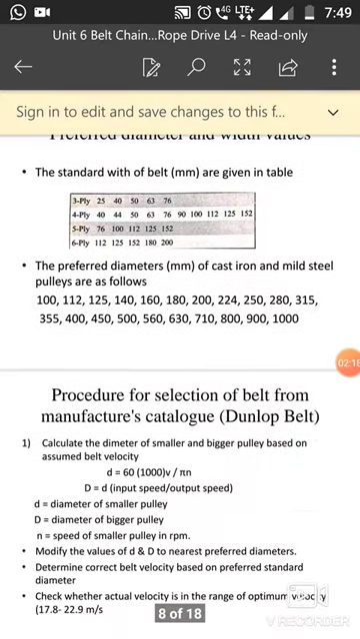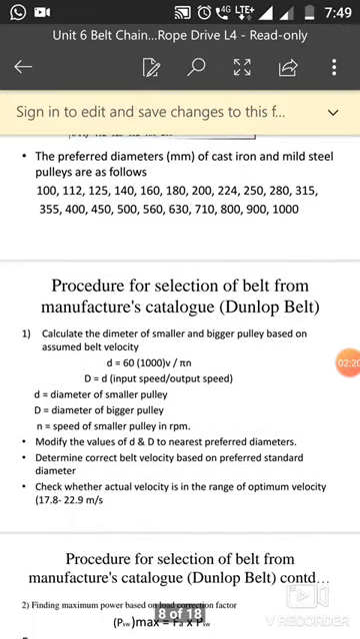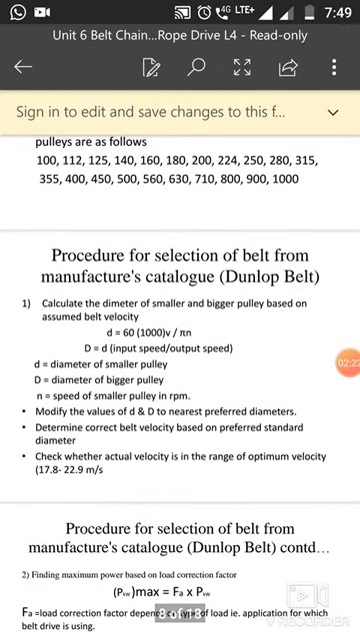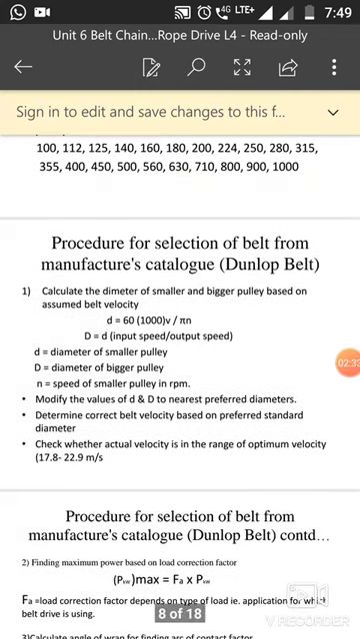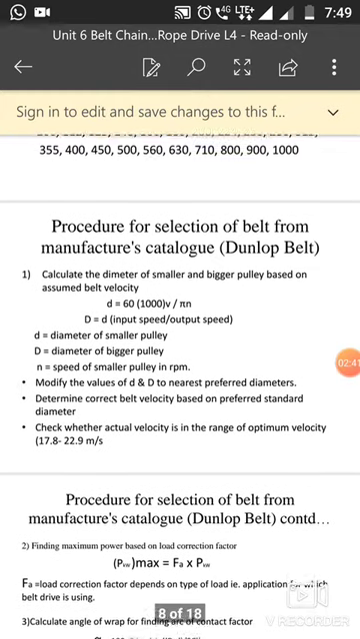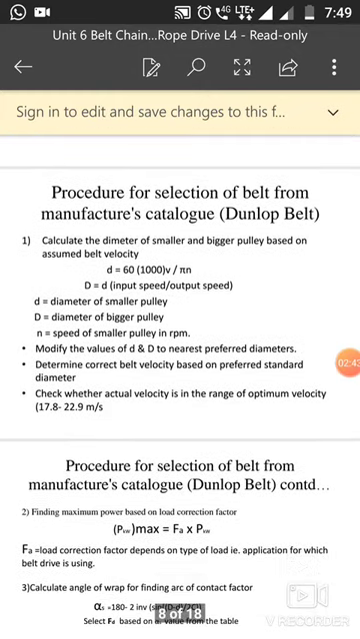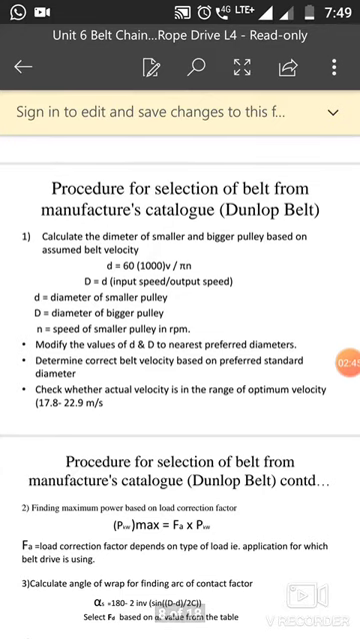For these things we will see the different steps of the procedure for selection of a belt, and we are looking at Dunlop power transmission belts. There are two types of belt in Dunlop power transmission, that is high speed belt and Ford belt. High speed belt is used for general application and Ford belt is for heavy duty application, that we will see.